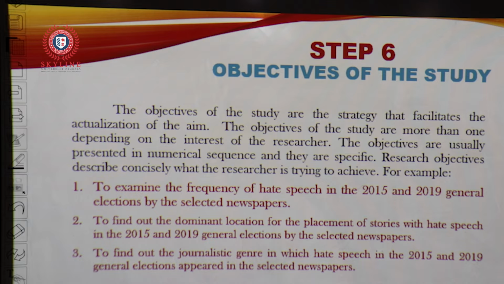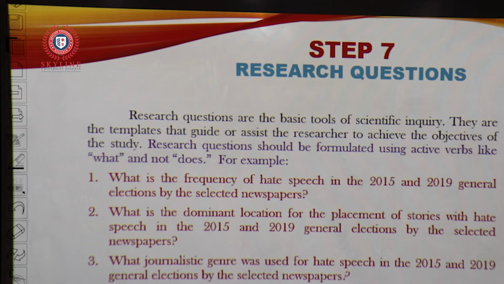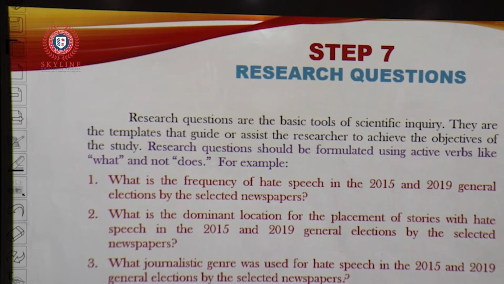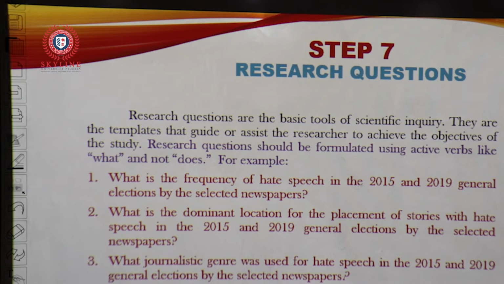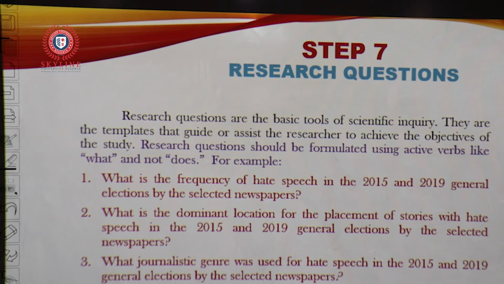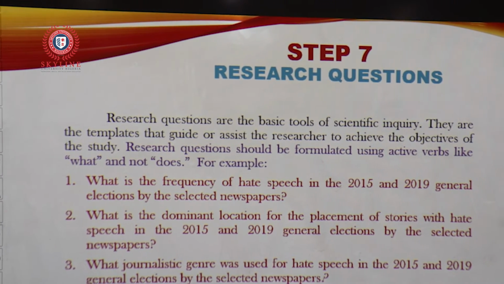It could be 1, 2, 3, depending on how many objectives you want to establish in the course of conducting that research. And in step 7, we have what is called research questions. And what are research questions? Research questions are templates that guide you to achieve the objectives of the study. They are the basic tools of scientific inquiry. They guide you as a researcher. They serve as a template that you can follow at the end, so that you are able to achieve the essence of the study.